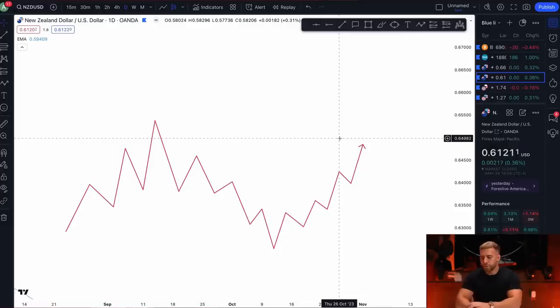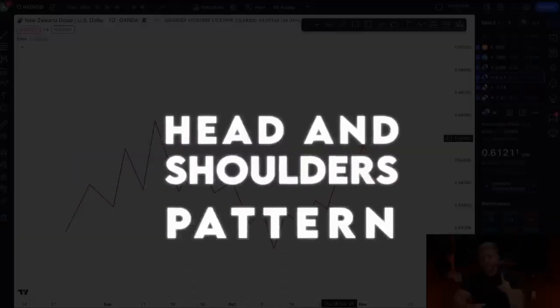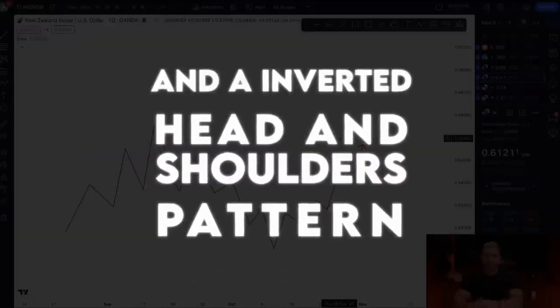Now, this market that you see right in front of you here, not only are we on the line chart, just to make this very simple for an introduction, but there are two different types of candlestick patterns in this section right here. You have a head and shoulders pattern and an inverted head and shoulders pattern.